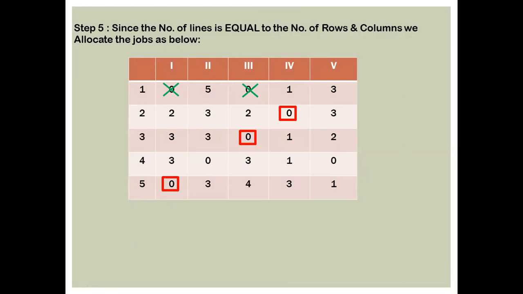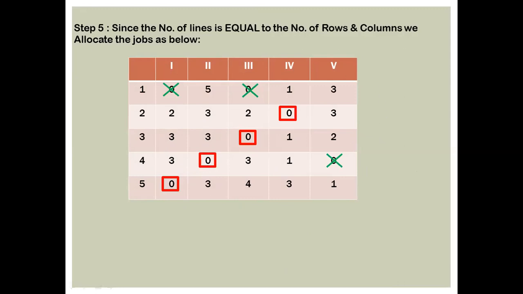So now we'll go column-wise. In the first column, as you can see, there is already a job allotted. In the second column, you can see that there is a single zero. So I'll put that zero in a box. And simultaneously, I will cancel the zero in that particular row. But class, what is your observation? Now you can see only 4 jobs are allotted and 1 job is still remaining.